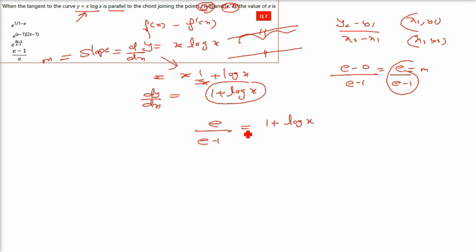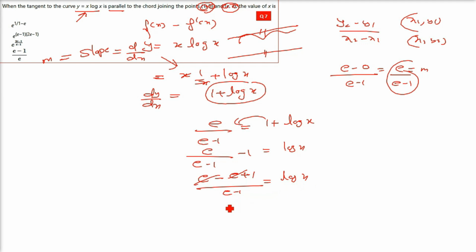So we have to find out x here. So how do we do this? Let us bring 1 here. So e by e minus 1 minus 1 is equal to log x. You get e minus e plus 1 divided by e minus 1 equals log x. You can cancel this e out. 1 by e minus 1 is equal to log x. So this is 1 by e minus 1.